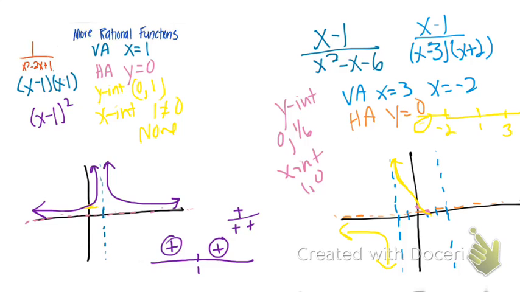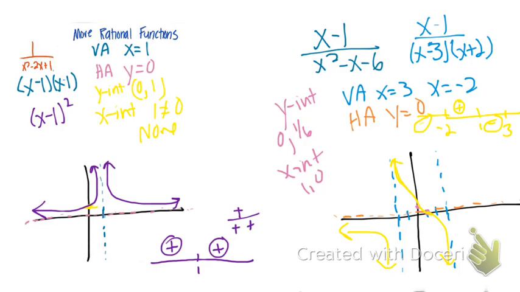Now I'll pick something in between 1 and 3, like 2. If I were to plug in 2 to that equation, I would get a positive number divided by a negative number times a positive, which means that whole thing would work out to be negative. So it means everything from 1 to 3 would be negative. So it looks a little bit different on the inside than what I'm used to.